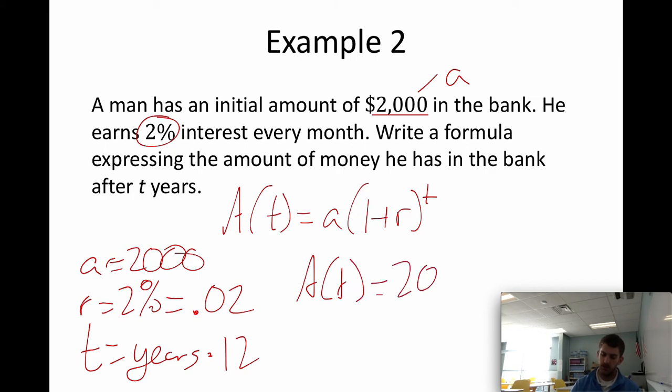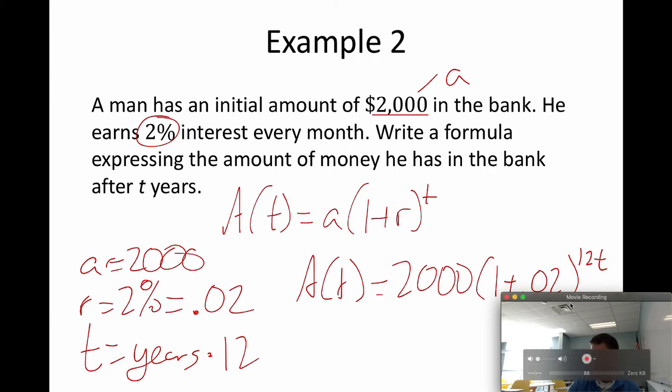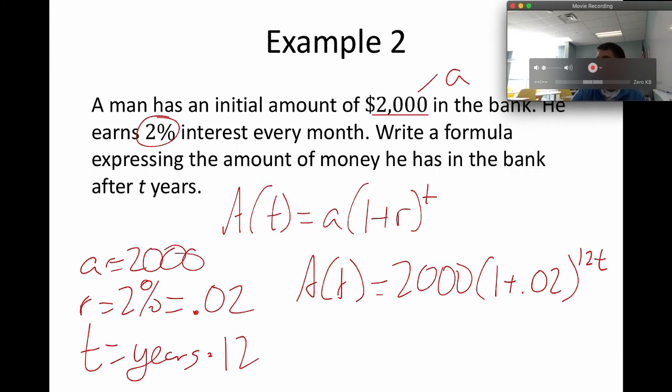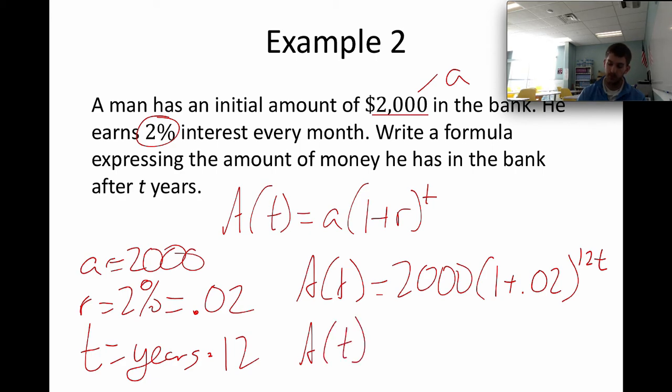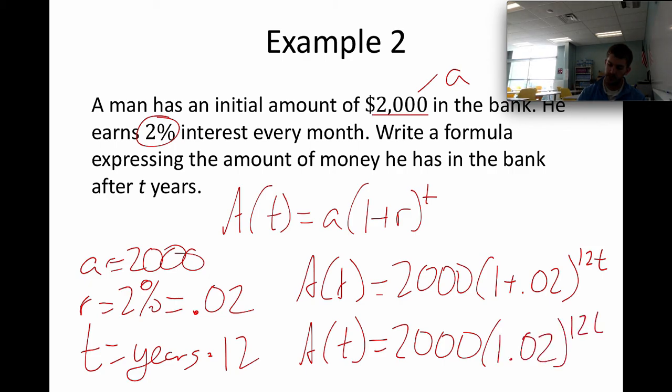So plugging this in, we get A of t equals our A value of 2,000. We're starting off with $2,000 times 1 plus 0.02 to the 12t. So we're doing it 12 times a year. You can clean this up a little bit more by adding the 1 plus 0.02. So we have 2,000 times 1.02 raised to the 12t.